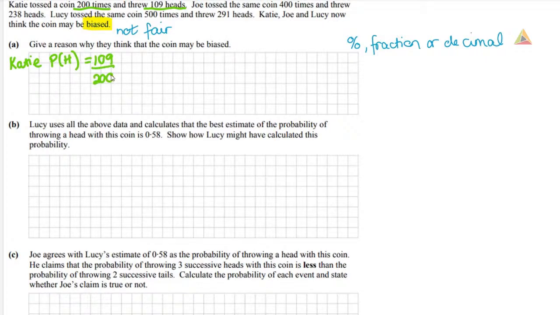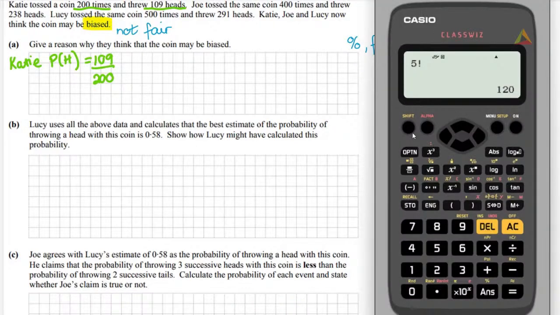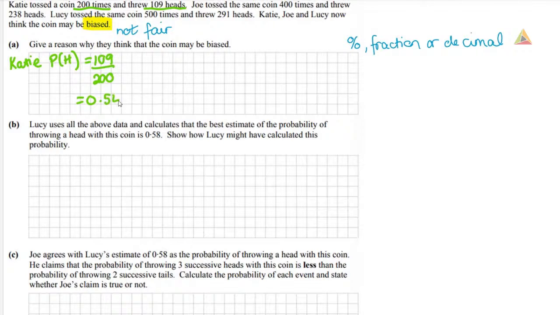the probability of getting a head was 109 out of 200. So I've written it as a fraction, but when I write these as a fraction, I always see, can I tidy them up on my calculator? So 109 divided by 200, and that doesn't tidy up, but I could write it as a decimal as 0.545. Now, why I'm going to write these as decimals will become a little bit clearer when we look at why we think it might be biased.